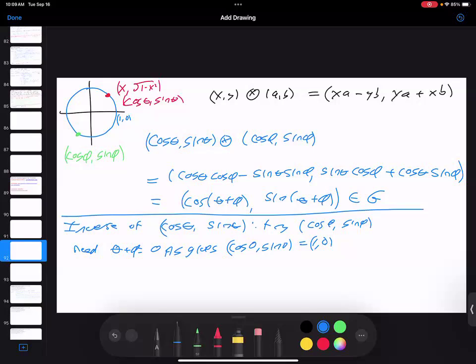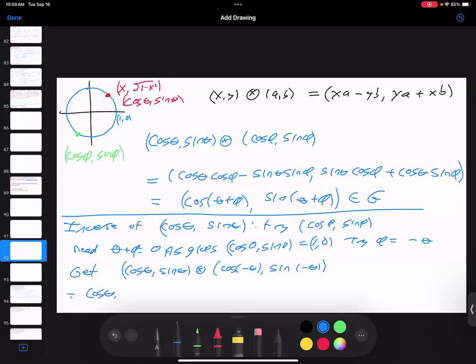So we want theta plus phi to be 0. If I give you theta, what should you take for phi? Negative theta. Yes, try negative theta. So try phi equals negative theta. And then we would get cosine theta, sine theta, times cosine negative theta, sine of negative theta.